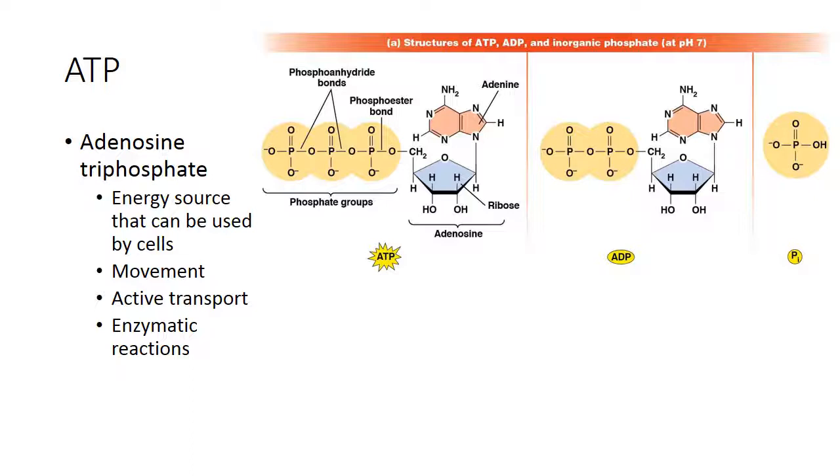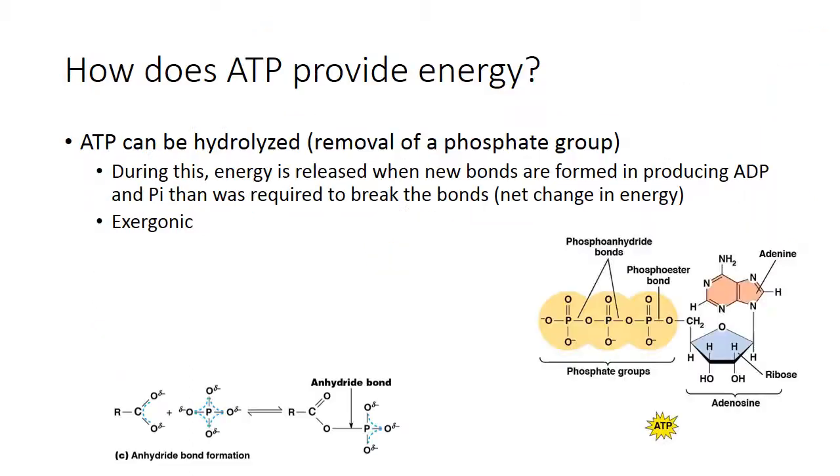Now, when we actually use this molecule for energy, this bond here is going to be hydrolyzed. So it's going to use water, hydro, to break this apart, lyse, and break one of these phosphates off of it. And then what we're left with is over here. Now we have ADP, adenosine diphosphate, di for two, and a phosphate molecule, which we often just label as Pi. When this happens, energy is released.